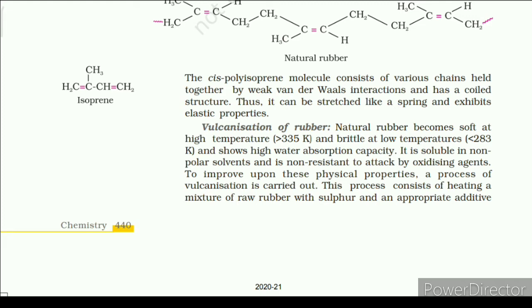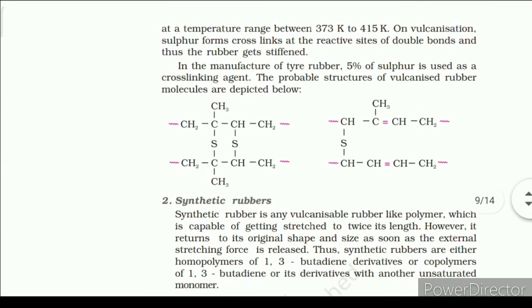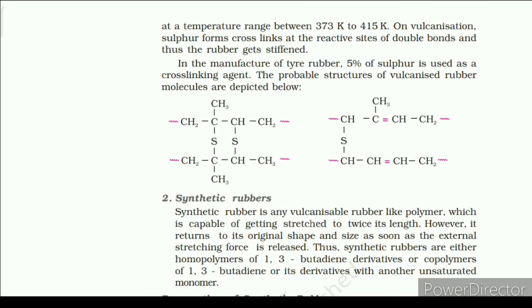This process consists of heating a mixture of raw rubber with sulfur and an appropriate additive. At a temperature range between 373 Kelvin to 415 Kelvin, on vulcanization, sulfur forms cross-links at reactive sites of double bonds, and thus the rubber gets stiffened. In manufacture of tire rubber, 5% of sulfur is used as cross-linking agent. The probable structures of vulcanized rubber molecules are depicted below.